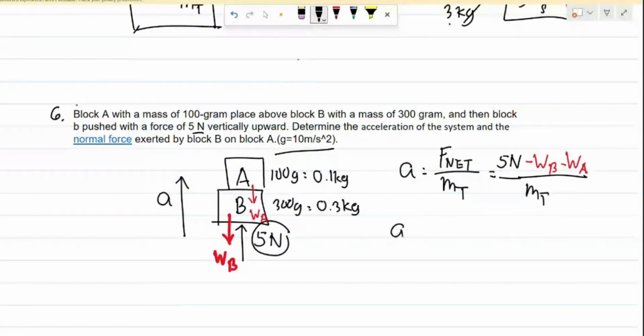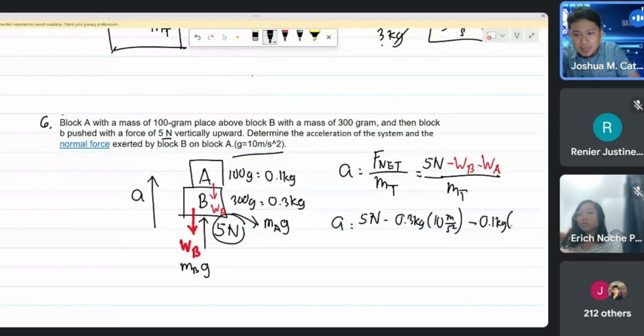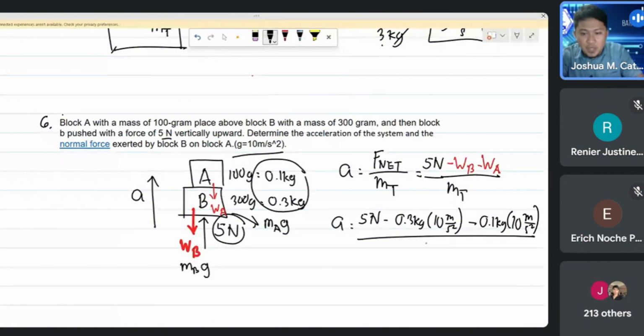So therefore, acceleration is simply 5 newtons minus... What is the weight of B? We know that weight B, or W sub B, is simply M sub B times g. Sir, what is our M sub B? That would be 0.3 kilograms times the gravitational acceleration, 10 meters per second squared. Minus our W sub A. W sub A is M sub A times g. And M sub A is what? 0.1 kilograms times 10 meters per second squared, over the total mass of what? Of course, just add them together. So we have here 0.4 kilograms.